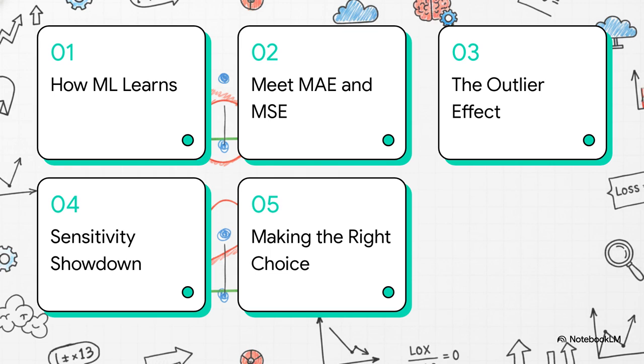Here's a quick roadmap of where we're headed in this explainer. First, how machine learning learns. Two, meet MAE and MSE. Three, the outlier effect. Four, our sensitivity showdown. And finally, number five, making the right choice.